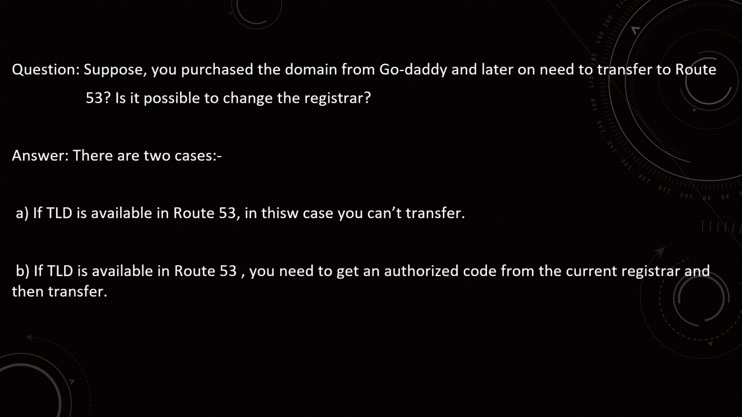Guys, there is a mistake. It should be: if the TLD is unavailable, right? Here "unavailable" should be there. I really apologize for that. If the top level domain is unavailable in Route 53, in this case you can't transfer, because TLDs like .com, .org, .in, .net are not available in Route 53 AWS, so it will not cater to the services.